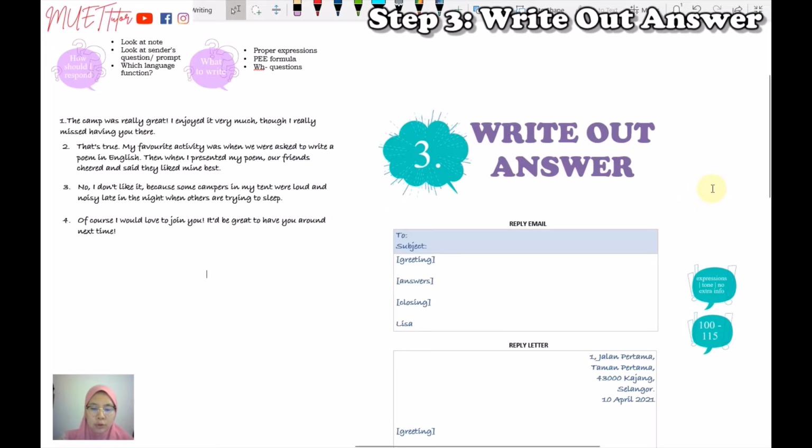First, remind yourself to use the appropriate format. If you received a letter, reply in letter. If you received an email, reply in email format, like this. Usually you just follow the format given in the question. If you're writing an email, make sure you have a heading at the top mentioning to, where you address the sender just now, which is Armani, and subject, where you create an appropriate heading for the email.